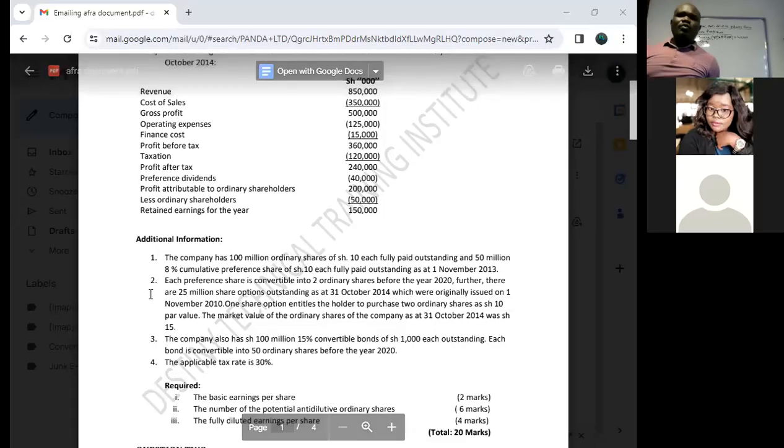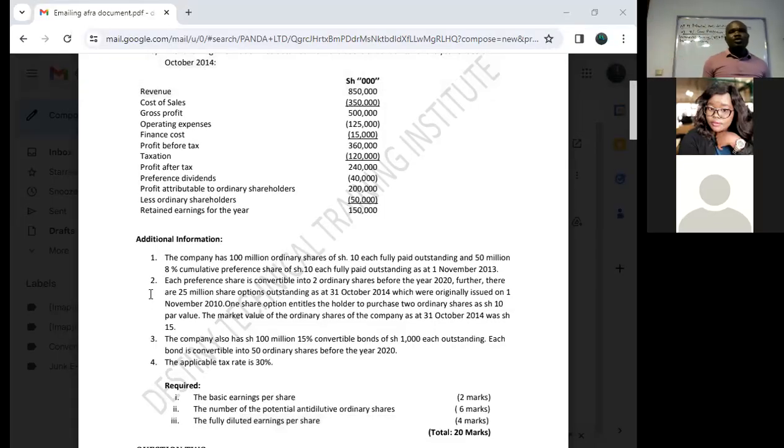So check note 2. Note 2, they said each preference share is convertible into 2 ordinary shares. So you get 2 ordinary for every 1 preference. 2 ordinary for every 1. They are saying you get 2 ordinary for every 1 preference.